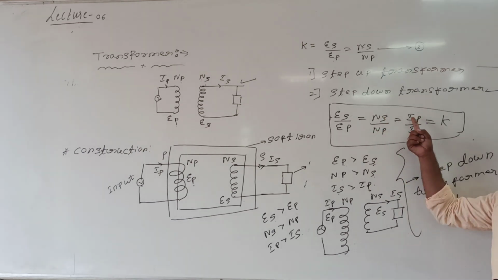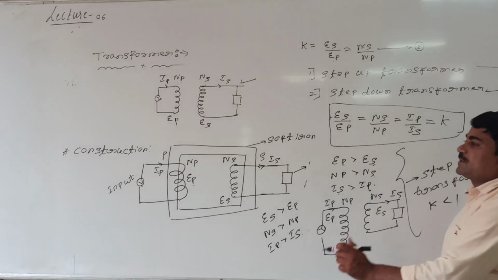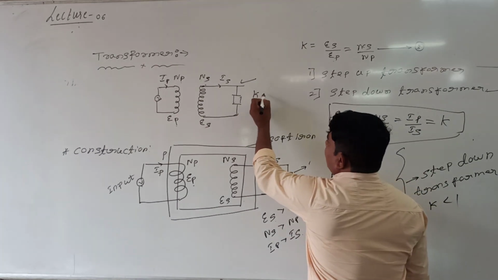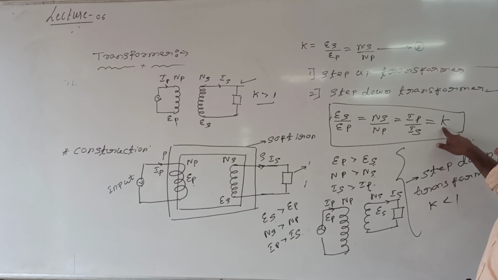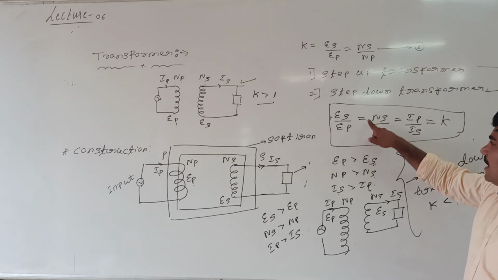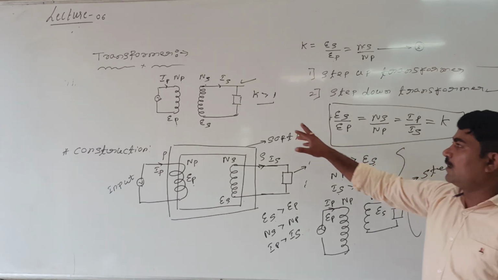or IS greater than IP, then what is it for a step up transformer? For a step up transformer, K must be greater than 1. When K is greater than 1, ES must be greater than EP, NS must be greater than NP. Then we are calling K greater than 1.